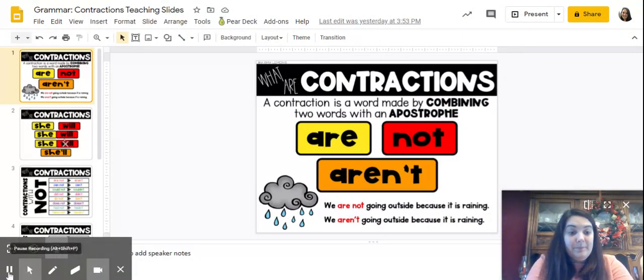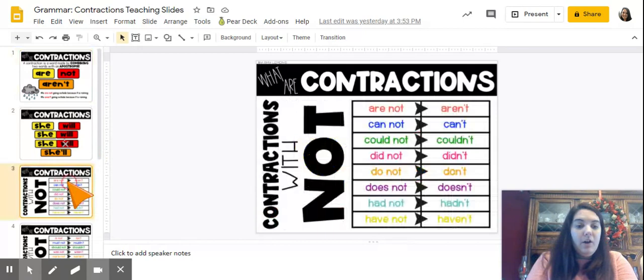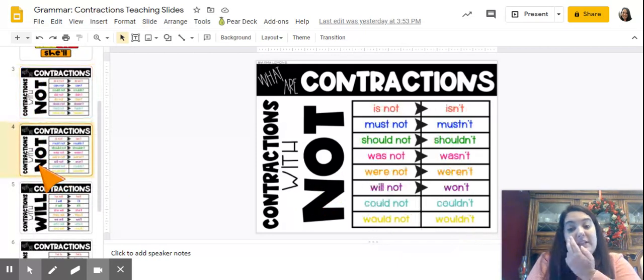Now I want to show you some examples of what contractions look like. So these are some examples of contractions with the word not. We have are not becomes aren't, cannot becomes can't, could not becomes couldn't, did not becomes didn't, do not becomes don't, does not becomes doesn't, had not becomes hadn't, and have not becomes haven't. Not is the most popular word that we're going to see with contractions.